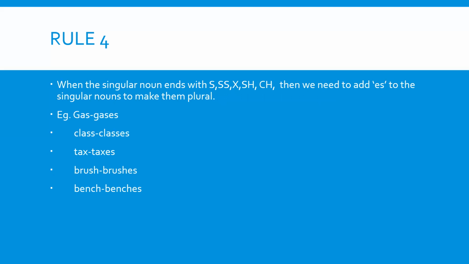Rule number 4. When the singular noun ends with S, SS, X, SH, or CH, then we need to add ES to the singular nouns to make them plural. These are the examples. Gas becomes gases because ES is added to it. Or if the word ends with SS like class, add ES anyway, classes. Or if it ends with X, then add ES and make it taxes. Brush ends with SH, add ES, brushes. Bench ends with CH, add ES and make it benches.